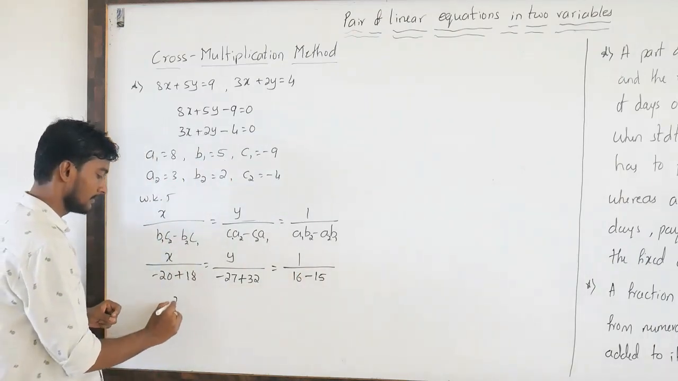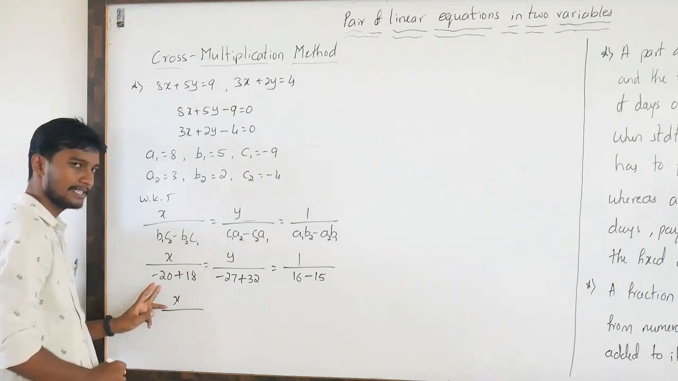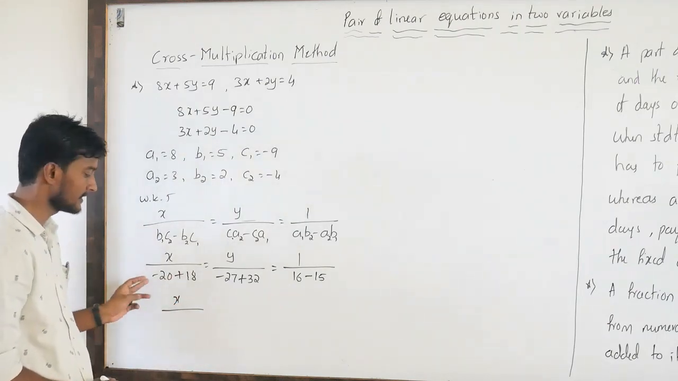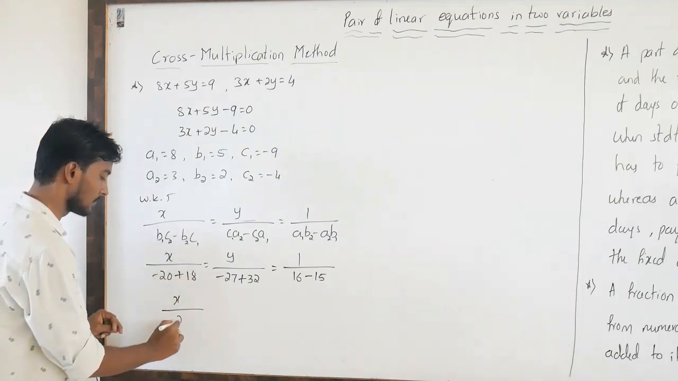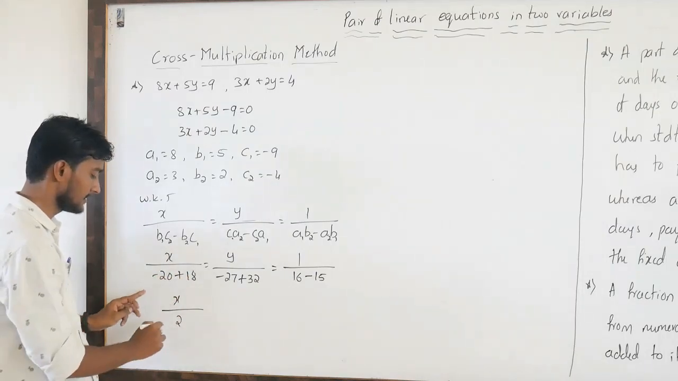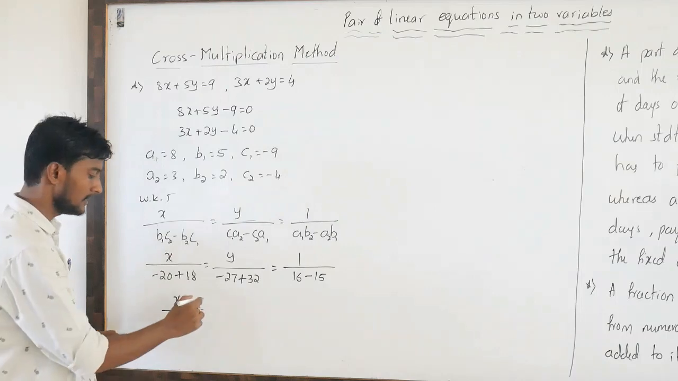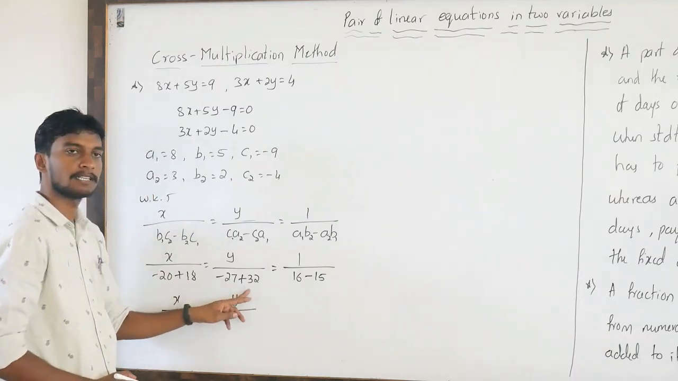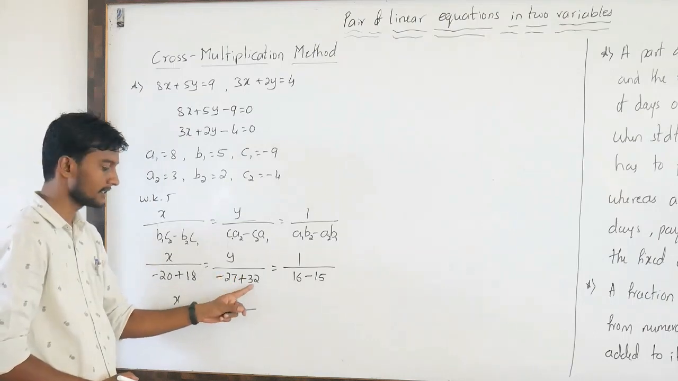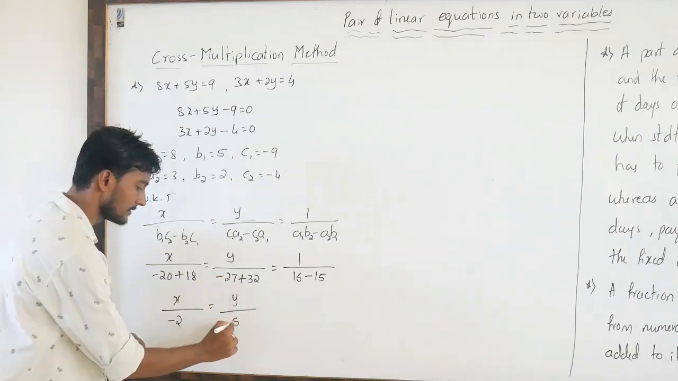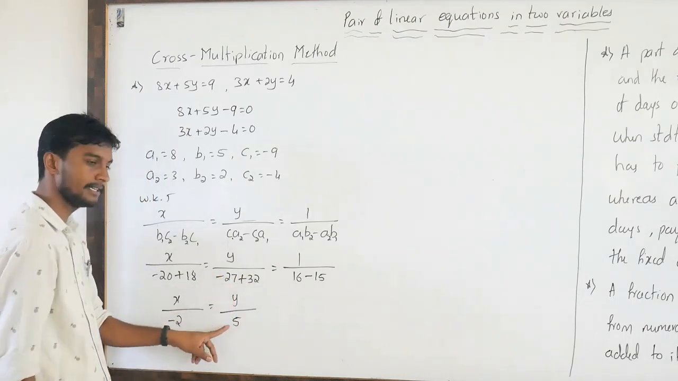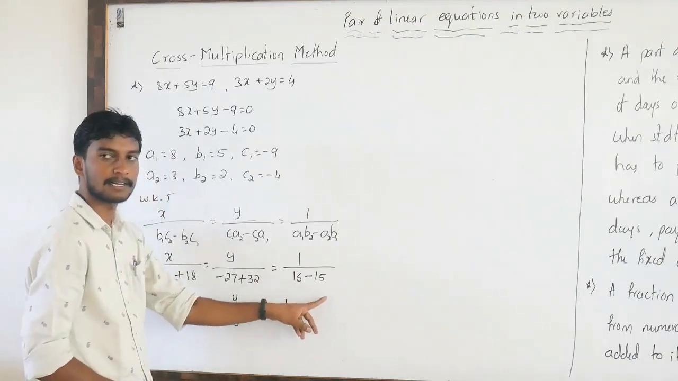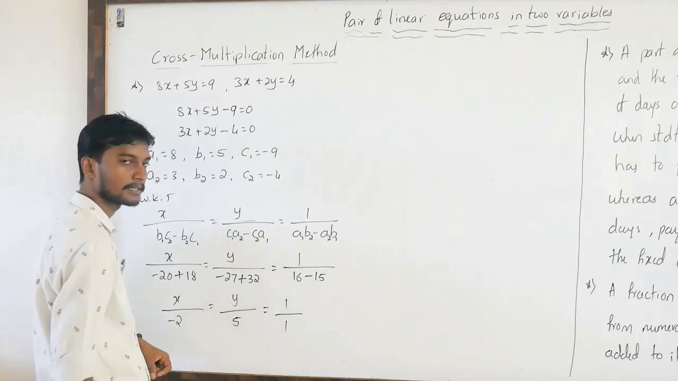So x divided by, 1 is minus, 1 is plus, minus 20 plus 18, subtract them, 20 minus 18 is 2, bigger number sign is minus, is equal to y divided by, 1 is minus, 1 is plus, again you have to subtract, 32 minus 27 is 5, and bigger number sign is plus, is equal to 1 divided by 16 minus 15, it is equal to 1.